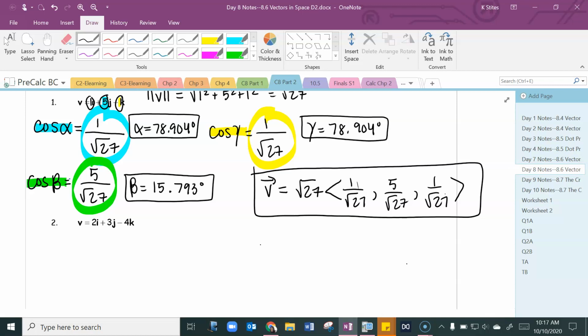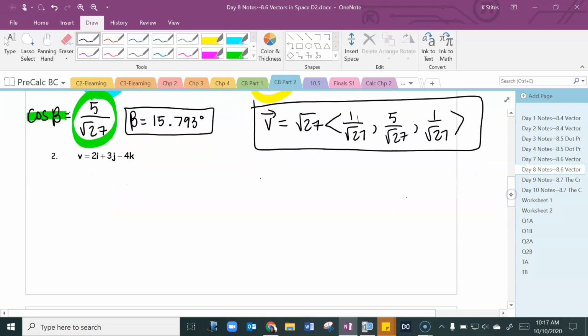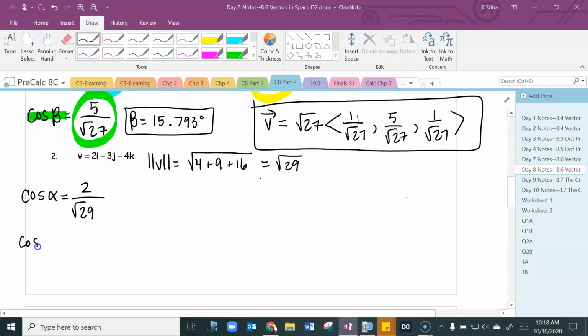Now let's find the directional angles of the next one. Let's start off by finding our magnitude, since we'll need that. It's going to be 4 plus 9 plus 16, and that is the square root of 29. So cosine of alpha is just going to be 2 over root 29. Cosine of beta is 3 over root 29. And cosine of gamma is negative 4 over root 29. You do want that negative there.